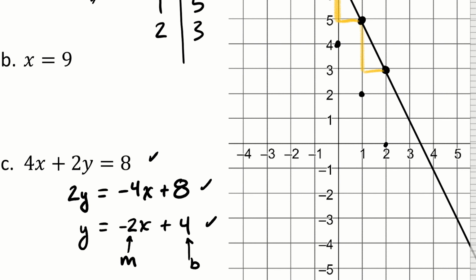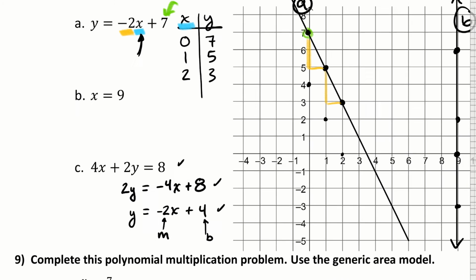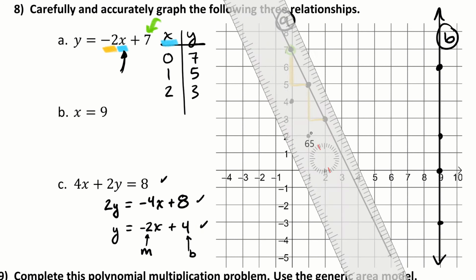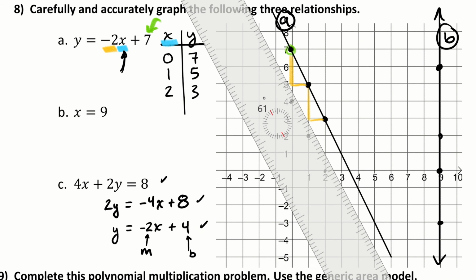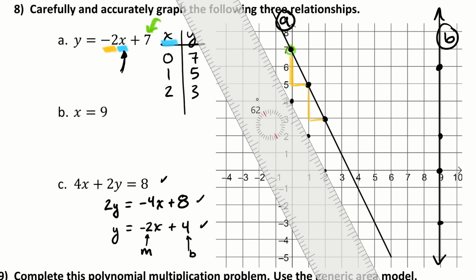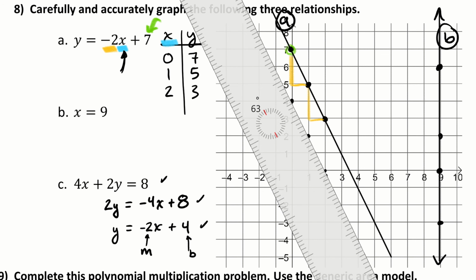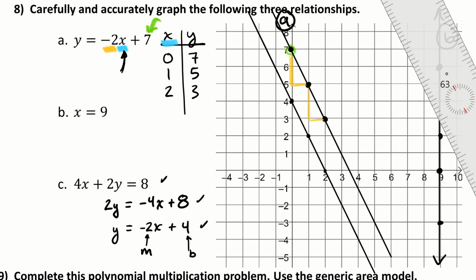What I notice is that this line and the line I did in part A both have a slope of negative 2. They both have the down 2 over 1 pattern. What's different about them is they have different y-intercepts. So these two lines are parallel to each other, and they won't intersect, at least not on a Cartesian coordinate plane. So A, B, and this is line C.